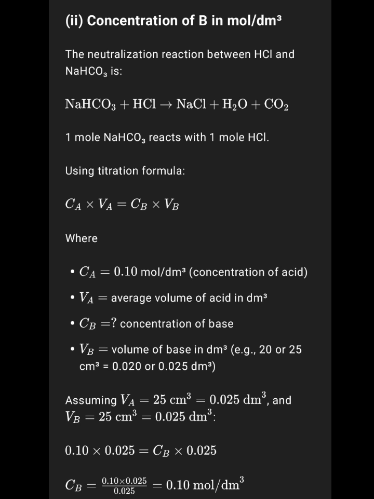So we have our parameters here. We have our CA to be 0.10. Our volume of acid, remember, is 25, and our CB is what you are looking for. VB is the volume of pipette we use. We were asked to use either 20 or 25, so I use 25 here. When you are done with your calculation, you should be having 0.10 mole per dm³ for your B.